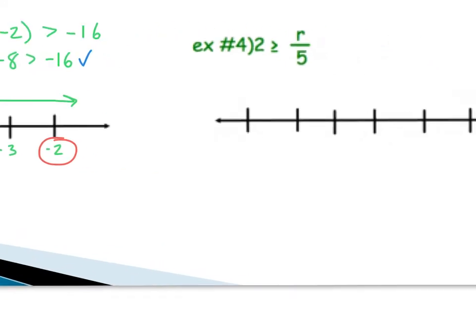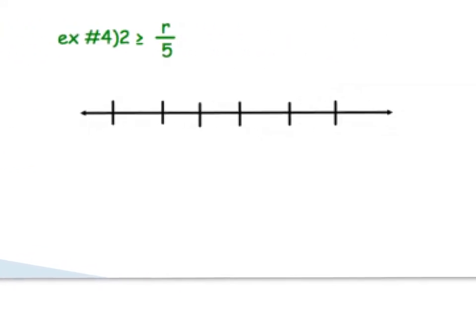All right, and lastly, let's take a look at example 4. We have 2 is greater than or equal to r over 5. So when I write, remember, like this, r over 5, what does that mean mathematically? This represents division. So to cancel that out, I need to multiply. So in this case, I'm going to multiply this side by 5, and I'm going to multiply this side by 5. That's going to simplify to 5 times 2 is 10, is greater than or equal to r.